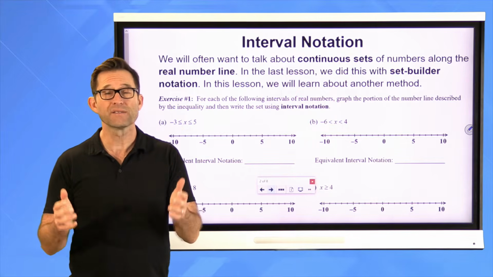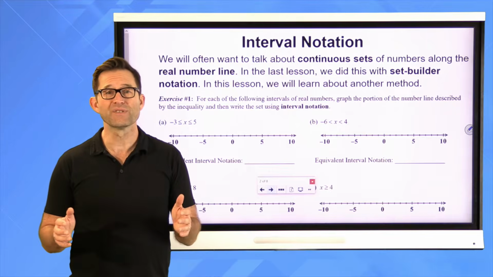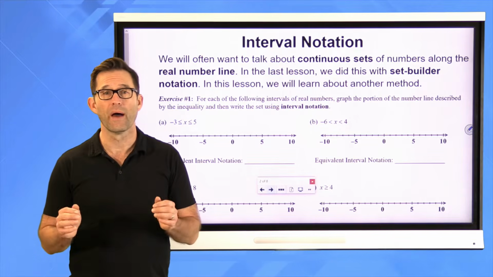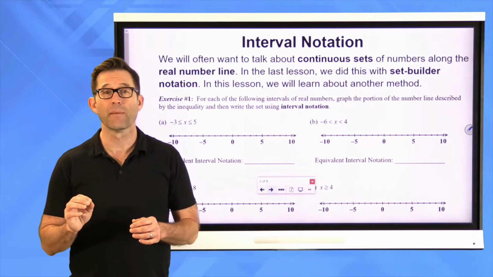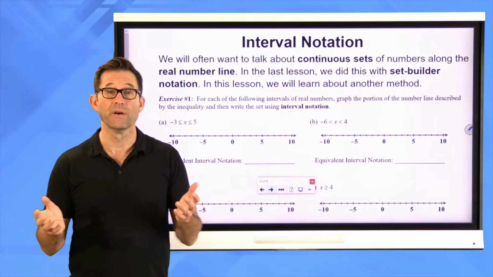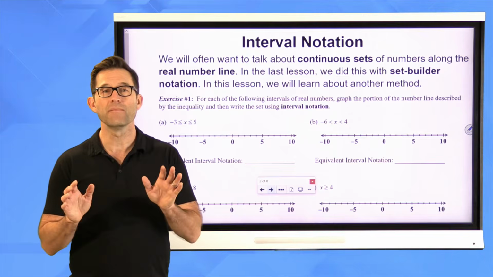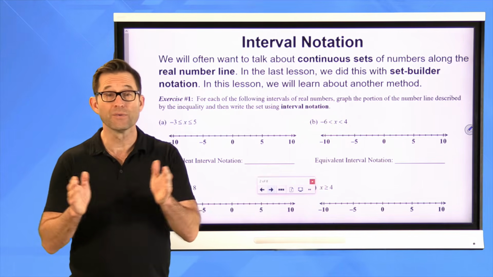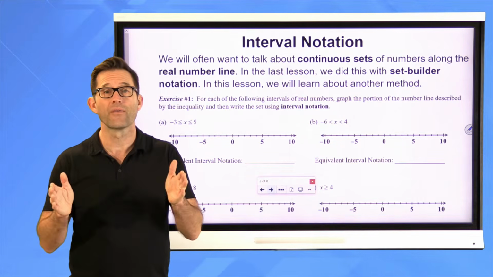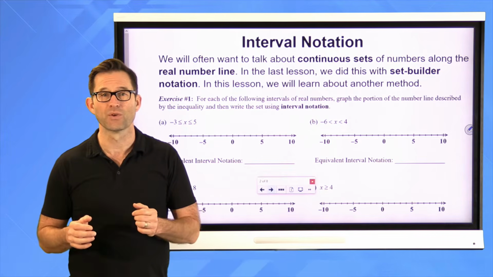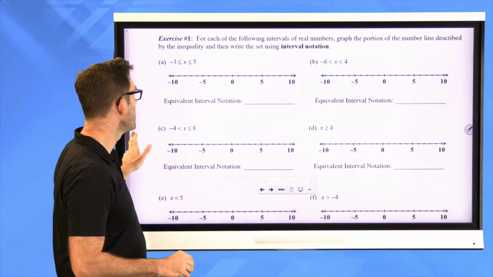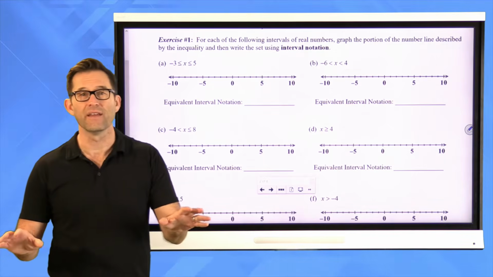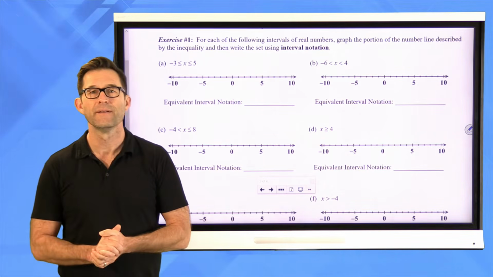All right, in the last lesson, as I mentioned, we saw how to represent those intervals along the number line using set builder notation. In this lesson, we're going to learn about something called interval notation, which is a fitting name, that will actually make representing these intervals or these stretches along the real number line in a much easier way. So let's take a look at how we do this in exercise number 1. It takes a little bit to get used to. So let's take a look at that.